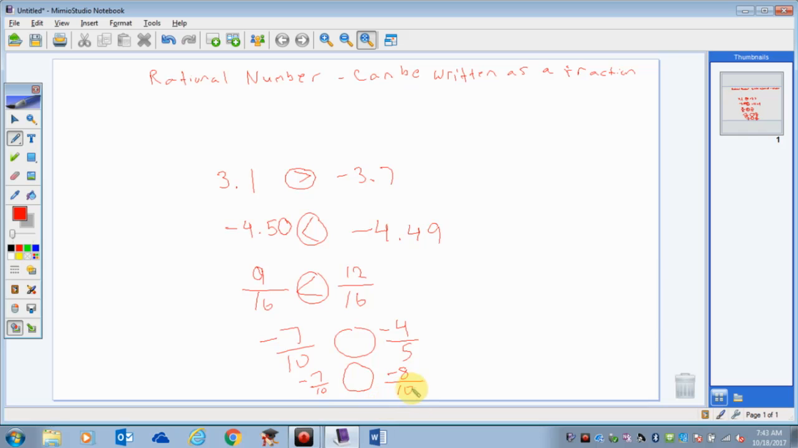So on this one, negative 8 over 10 would fall just to the left of negative 7/10 on the number line. So negative 7/10 would be greater.